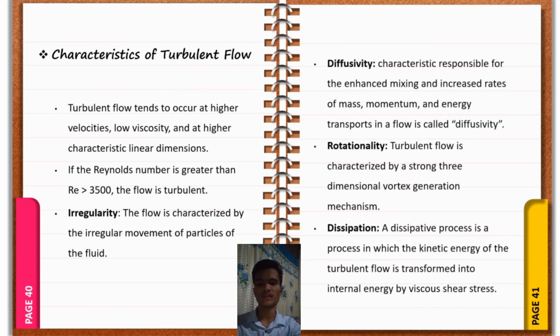Next is the diffusivity. The characteristic responsible for the enhanced mixing and increased rates of mass, momentum, and energy transport is called diffusivity. The next is the rotationality. Turbulent flow is characterized by a strong three-dimensional vortex generation mechanism. And the last characteristic is dissipation. A dissipation process is a process in which the kinetic energy of the turbulent flow is transformed into internal energy by viscous shear stress.